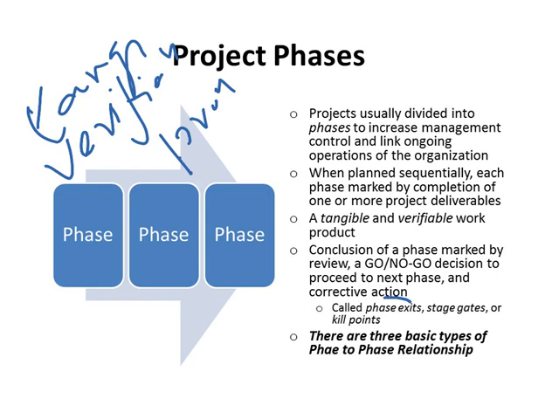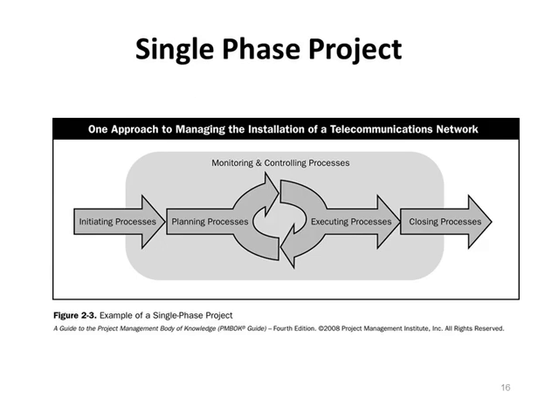Phase exits, stage gates, or kill points. PMBOK has mentioned 3 types of project relationship. The first one is single phase project. This diagram is showing the single phase project of a telecommunication network, installation of a telecommunication network.